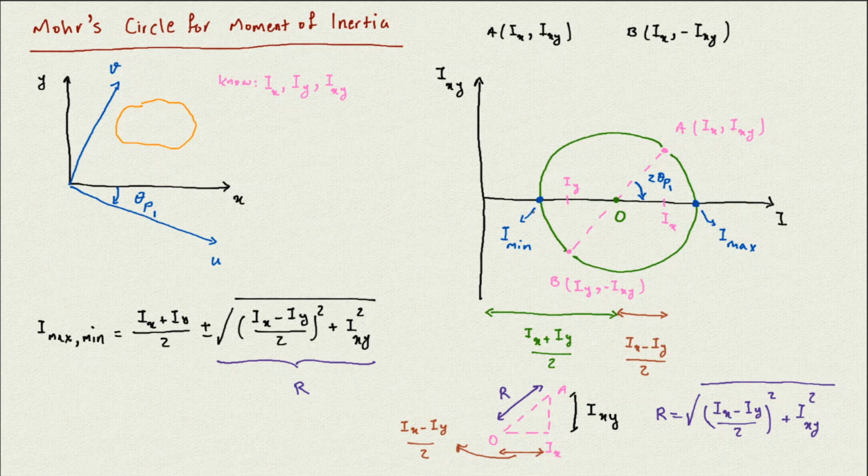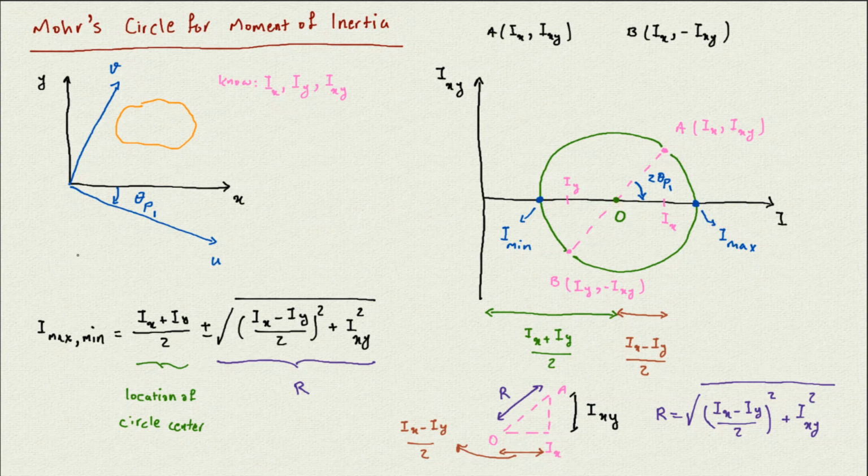So the minimum value of the I, so it's going to be the I min. So basically this equation here, the first part shows the center. This is the location of the circle center, and this is the radius. So we find the location of the center, we add the radius to that, it gives us the I max, we subtract that, it gives the I min.